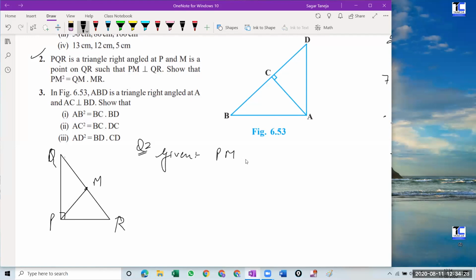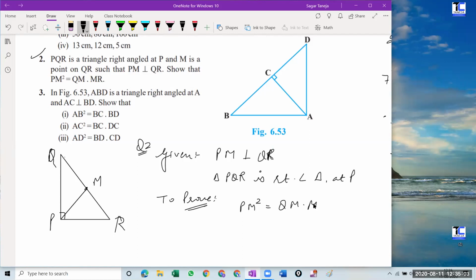So in question number 2, what is given? Given PM perpendicular to QR and triangle PQR is a right angle triangle, right angle at P. Then to prove: PM square is equal to QM into MR.